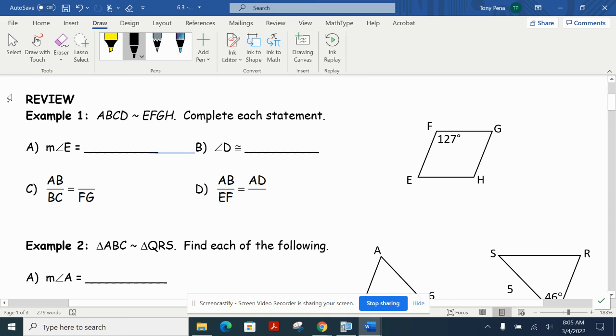Is this idea that if this is 127, then the angle opposite of that needed to be 127. And then we talked about consecutive angles. So, like angle 127 is consecutive to E and G, they're right next to each other. And we talked about how consecutive angles are supplementary. So this angle and this angle have to add up to be 180. So if I did 180 minus 127, whatever remains would have to be this missing angle right here. All right, so that's going to be 53 degrees.